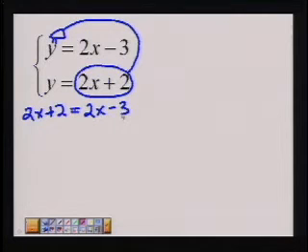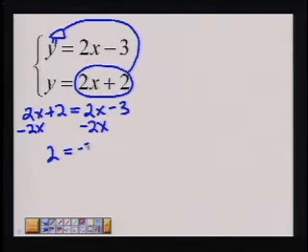Now I want to solve for x. Whenever I have x's on both sides, it's always a good idea to try to get them together right away. So I want to get rid of the one on the right by doing minus 2x. And what I do on the right, I do on the left, minus 2x. 2x minus 2x is 0. 0 plus 2 is 2. 2x minus 2x is 0. 0 minus 3 is negative 3. I'm left with an equation that says 2 equals negative 3, and we all know that that is definitely false.